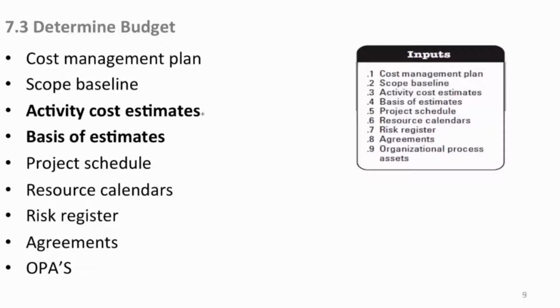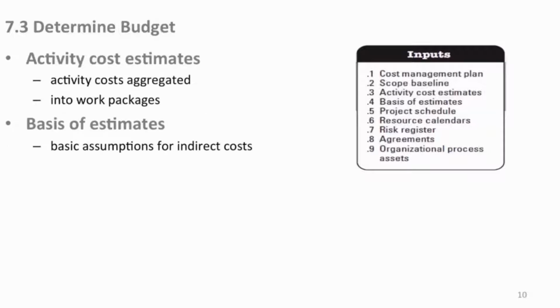Activity cost estimates that we did in the prior module, they come in and they're aggregated up. All these activity costs are aggregated up into work packages and eventually go up in your control accounts. And your companion is, remember, your basis of estimates. We say, how did I do it? And there are certain assumptions in there, especially for indirect costs, that tend to be vaguer than direct costs, that you know may happen. So whatever it is, these things come in as inputs to help you determine the budget.